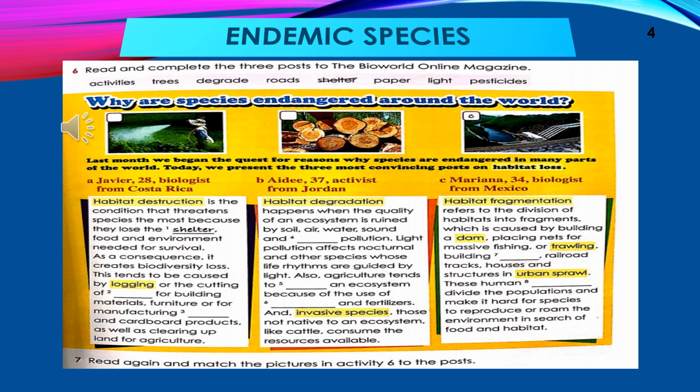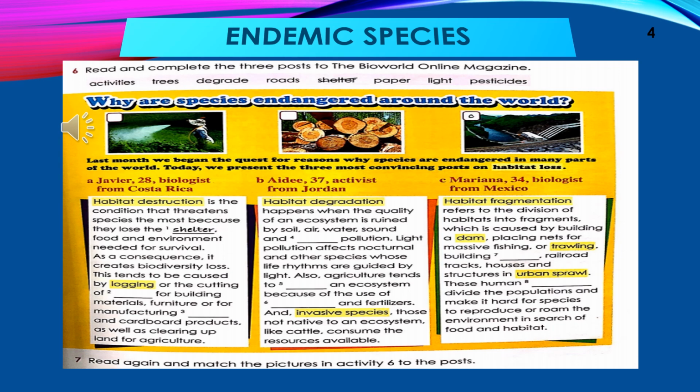Now, last month, we began the guess for season. Why are species endangered in many parts of the world? Today, we present 3 most convincing posts on habitat loss. Okay, and here we have the opinion of letter A, which is Javier. Javier is a 28 years old biologist from Costa Rica. Letter B is a 37-year-old activist from Jordan. And C is Mariana, a 34-year-old biologist from Mexico. Okay, there you have your three letters.